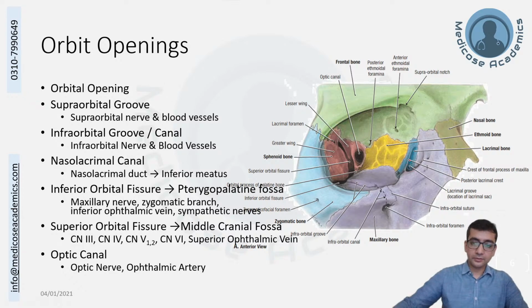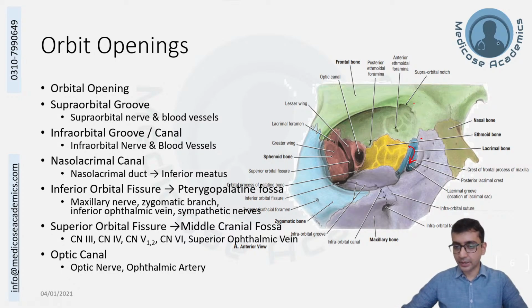Then there is this opening, the nasolacrimal canal. It will house the nasolacrimal duct, and as the name indicates, the duct connects the lacrimal part with the nasal part. It connects the lacrimal sac present in the fossa here with the nasal cavity. As we will discuss, it will open into the inferior nasal meatus.